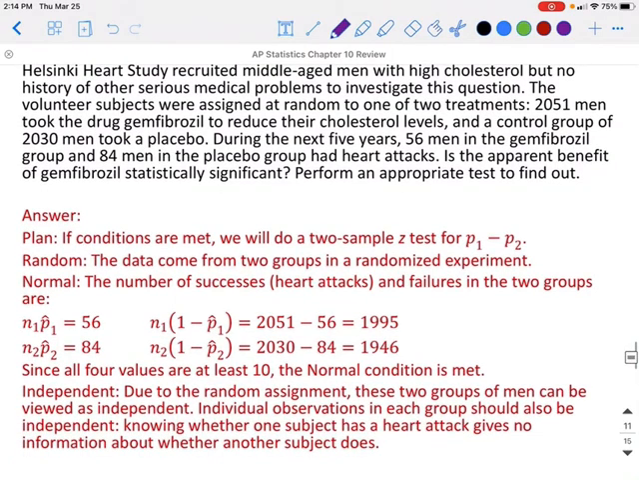For both groups, the number of successes is, in this case, how many people had heart attacks, and failures would be people who did not have heart attacks. And since all of these numbers are at least 10, the normal condition has been met. To check for independence, this was randomly assigned and it was an experiment, so they are independent groups, but we also need to check to make sure each individual in the group is independent of everyone else. And knowing whether one man has a heart attack does not determine whether the second man has a heart attack, so the individuals in the group are also independent.